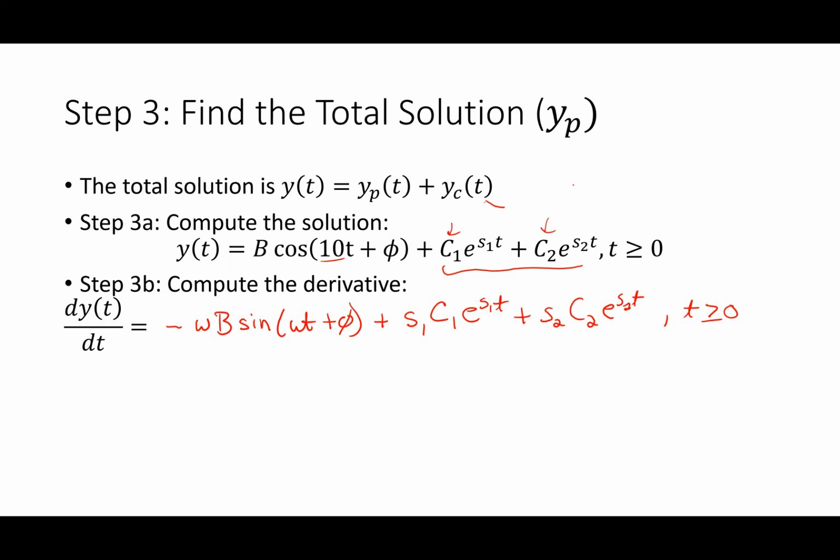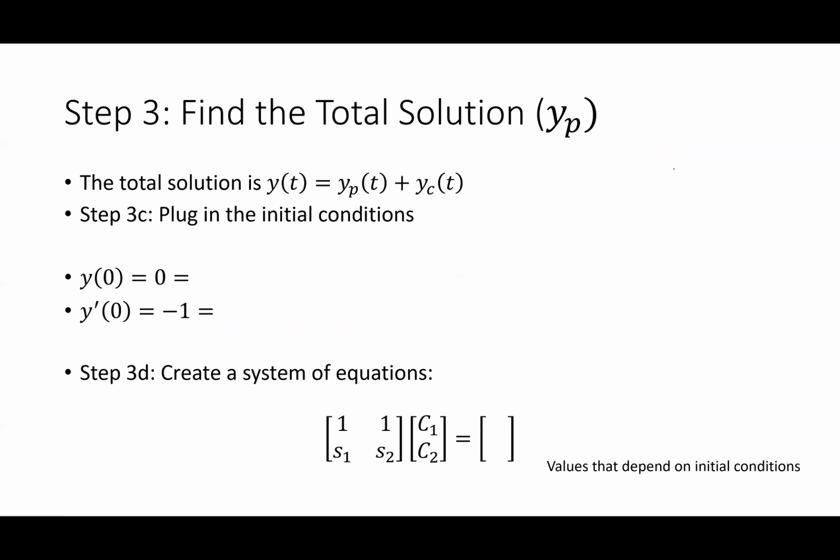So what I do after this is I say to myself, all right, I need to use the values of y0 and y prime of 0 that I was given, my initial conditions. The way I look at this normally is I say, well, I know that this is yp plus c1 e to the s1t plus c2 e to the s2t. I can look at this in this general form.